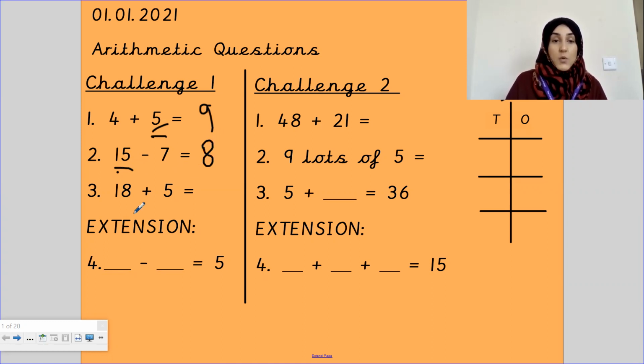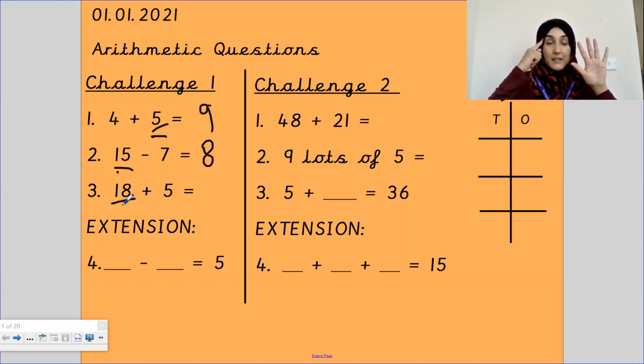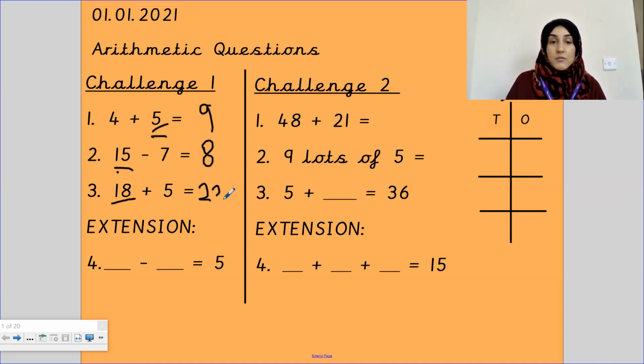Lovely. Next one, we have 18 add 5. I know that 18 is a bigger number, so I'm going to put 18 in my head. I'm going to hold up 5 fingers and count forwards, because it's add. That's 18, 19, 20, 21, 22, 23. Fantastic. Well done. 18 add, oh, wrong way around. 18 add 5 equals 23. Great stuff, Morris class. Well done.